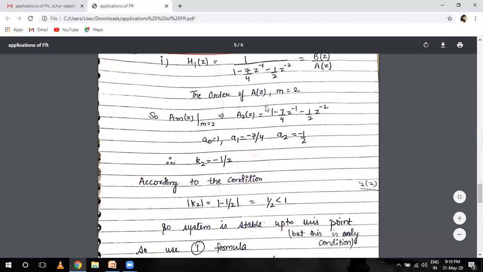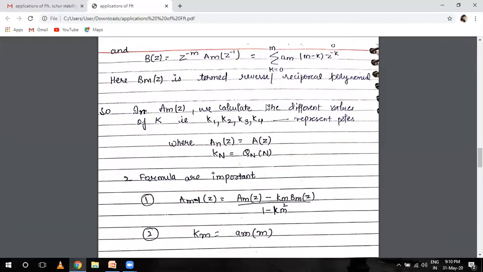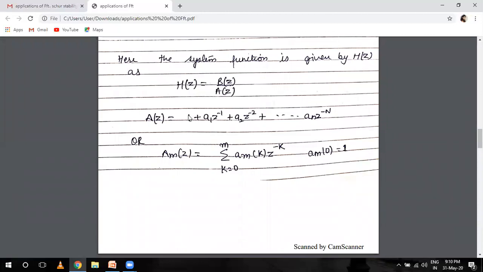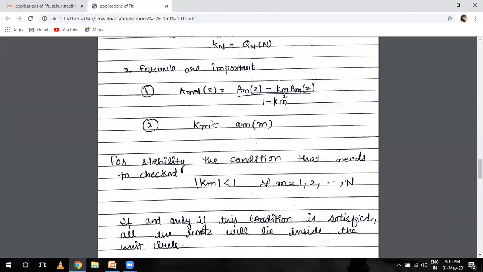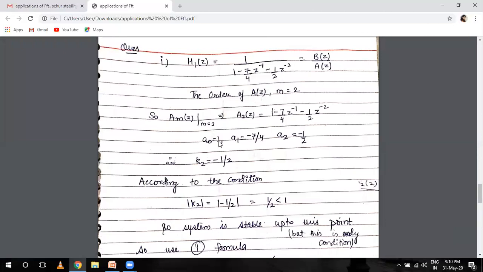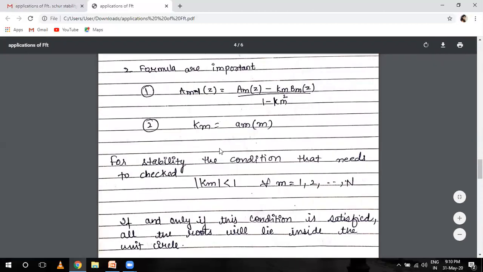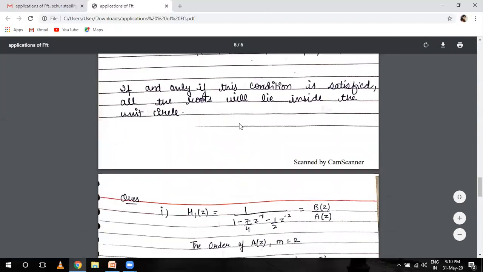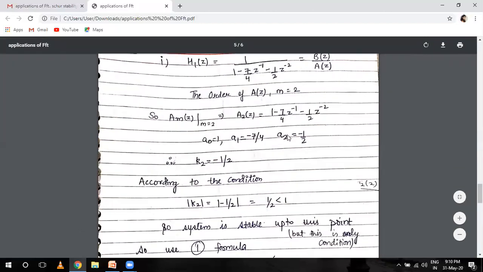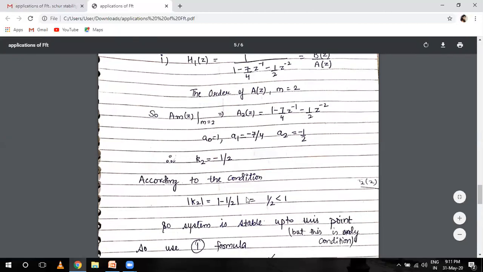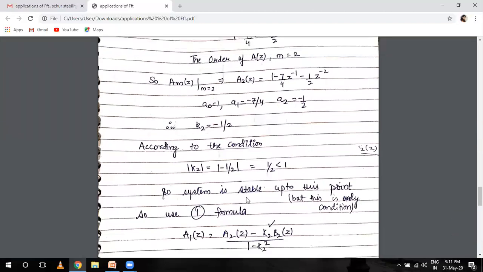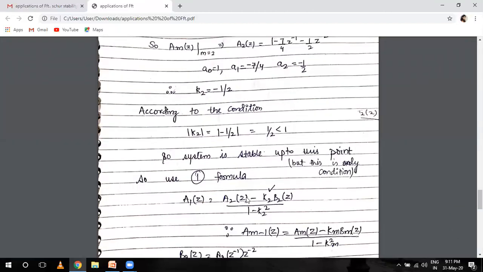When we compare this equation with that one, a0 will be 1. We need to find the values of a1 and a2 in this numerical. a0 is 1, a1 from here is 7/4, and a2 from here is minus 1/2. So k2 will be minus 1/2. How? k_m is equal to a_m(m), and m is 2, so a2 is equal to minus 1/2. According to the condition, the mod of k2, mod of 1/2, is less than 1. Yes, so the system is stable up to this point, because only this condition is satisfied.